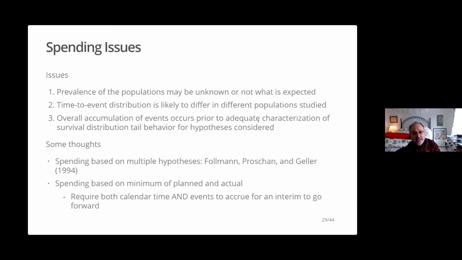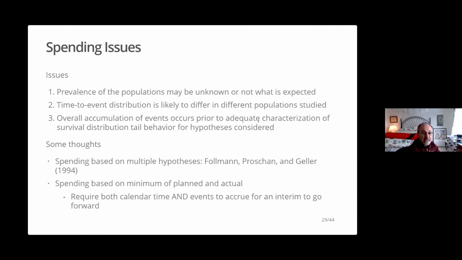So just generally, I just have one slide on this. If you're in that situation where I was testing multiple populations, the prevalence of the populations may be unknown or not what is expected. So you have to anticipate that in how you set up your design. The time to event distribution is likely to be different in different populations. And the overall accumulation of events can occur prior to adequate characterization of the tail behavior. And so those are things that we've tried to anticipate in the way we set them up.